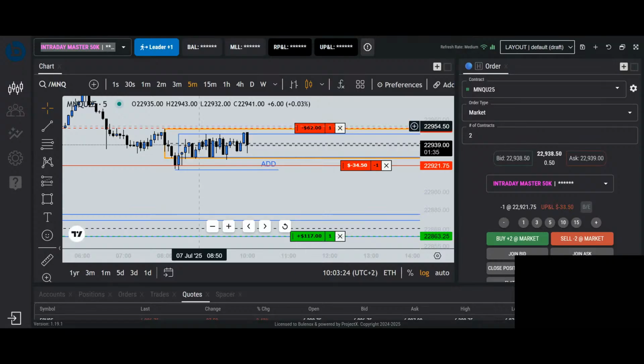I would actually not enter this trade at this point. We're just moving sideways. So if you're not in it, I would actually not enter it.